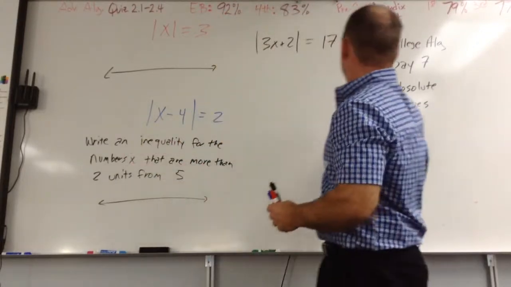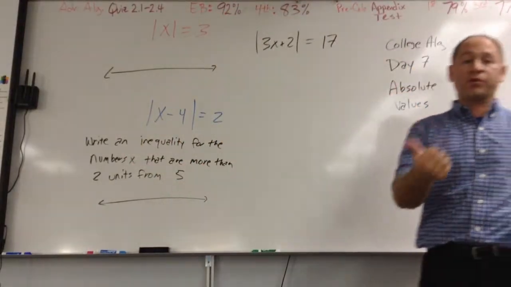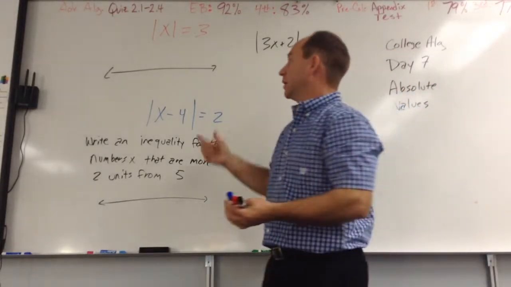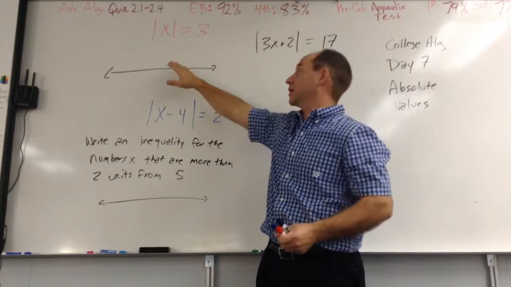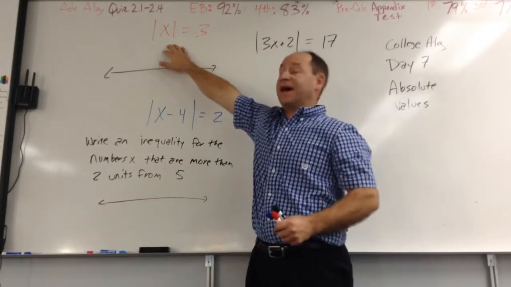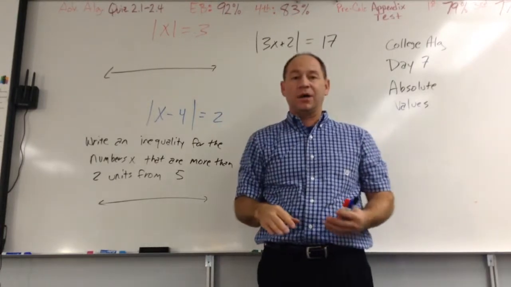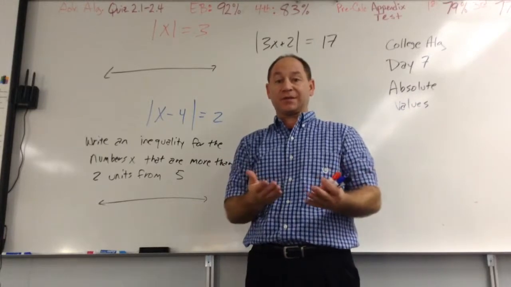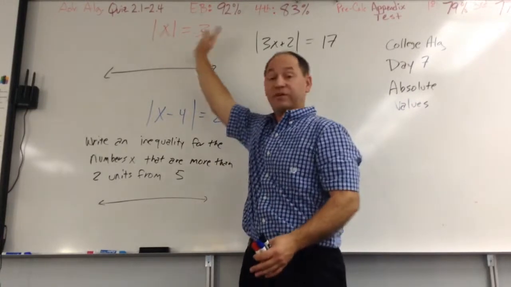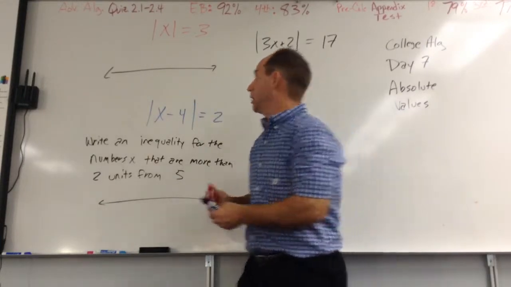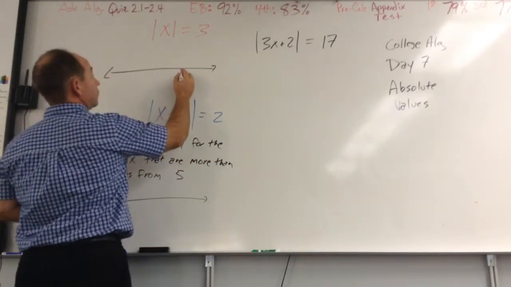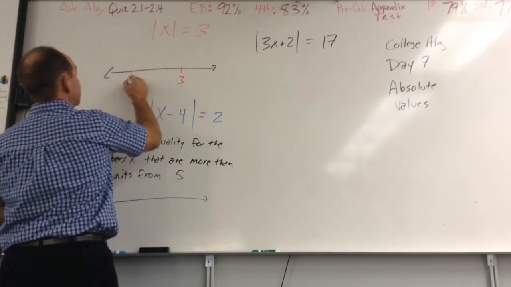But anyways, we're talking about absolute values, both their equations and their inequalities. First of all, let's make sure we understand the notation. When we say the absolute value of x equals 3, what are the possibilities for x? Well, if it's 3, the absolute value of 3 is 3. If it's negative 3, its absolute value is also 3. And so we show those two: here's 3, there's negative 3.